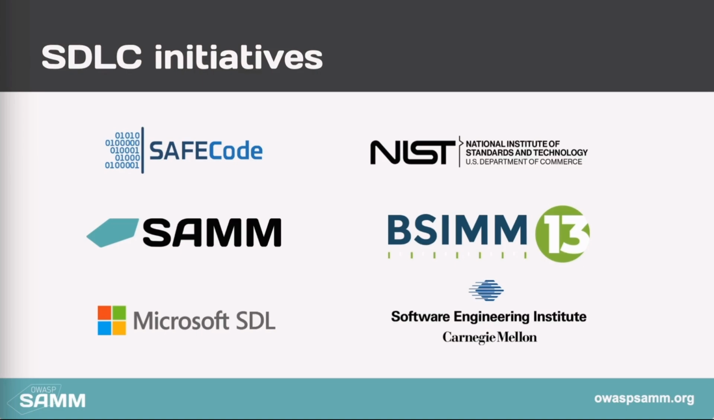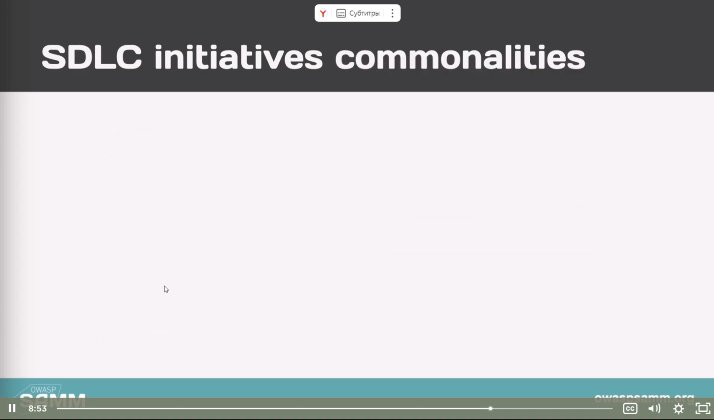There are several SDLC initiatives and AppSec programs out there. Here is a list of the most known initiatives. Now, a comparison and a deep dive into each of these approaches is outside the scope of this course. I would say though that SAMM and BSIMM, both of which originate from OpenSAMM, are the most common approaches to application security. Now, all of these SDLCs and AppSec programs have a few elements in common.